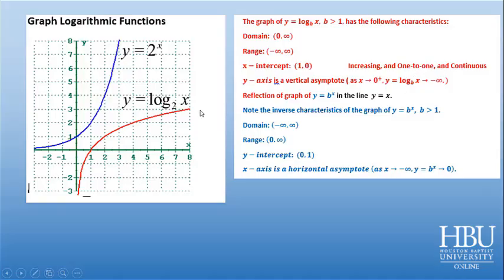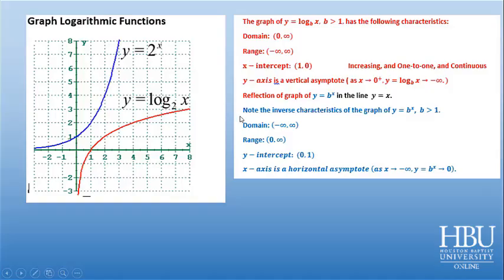And as we've seen, the y-axis is a vertical asymptote. As x is approaching 0 from the right, the y value, which is the logarithm of x to our base, which we chose 2, is approaching minus infinity down here. The blue graph is the exponential function, y equals a base to the power x. I chose base 2 again. So the blue graph is y equals 2 to the x.